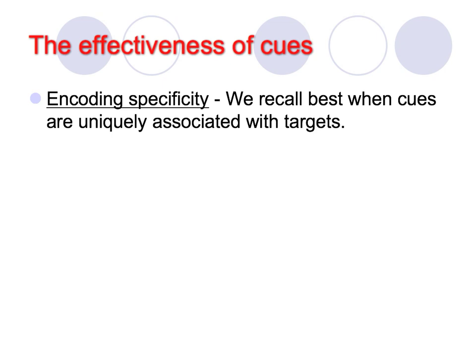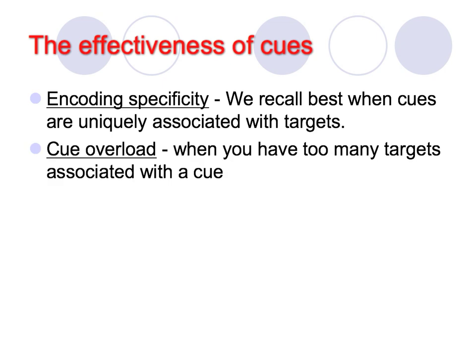Again, encoding specificity is very important, but you can have other problems. Encoding specificity is a good thing, of course. There are problems, though, with relating cues to targets. You can have something called cue overload when you have too many targets associated with the cue. So, for example, what's your York password?